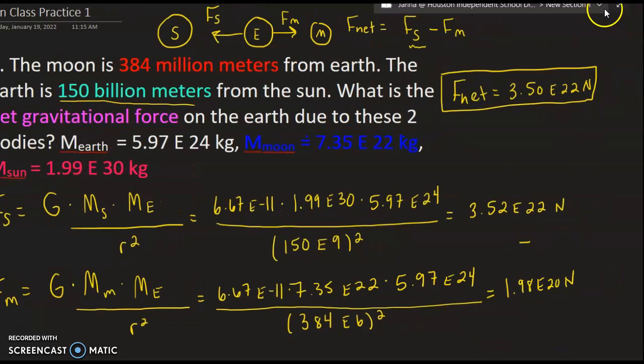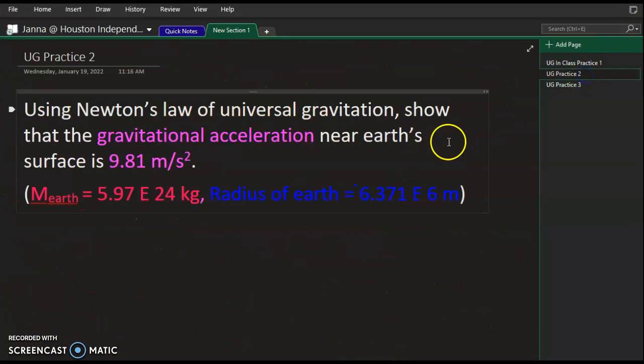Next, practice 2: using Newton's law of universal gravitation, show that the gravitational acceleration near Earth's surface is 9.81 meters per second squared. I give you the mass of the Earth. I give you the radius of the Earth.